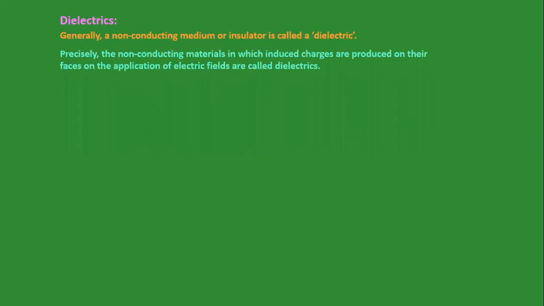Now, what is dielectrics? Generally, a non-conducting medium or insulator is called a dielectric. Precisely, non-conducting material in which induced charges are produced on their faces on the application of electric field are called dielectric. Example: air, H2, glass, mica, paraffin, wax, etc. These are the examples of dielectric.